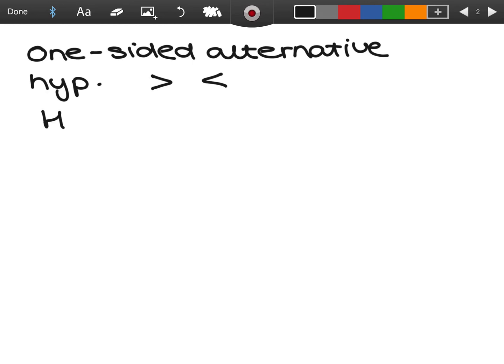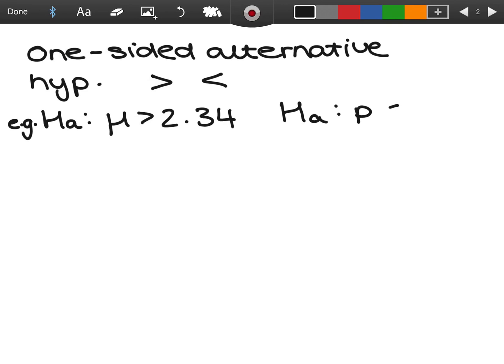So it would be something like H of A, I'll put e.g. here, that the alternative hypothesis is that the mean is, like we just saw, greater than 2.34. If you were dealing with proportions, you could have that the population proportion is less than, I don't know, 0.16. If that's what the problem was looking at, if it said that we think that the population proportion might be less than 16%, let's see if our null hypothesis is true or if this alternative is true. So whenever you have a greater than or less than, it's always a one-sided alternative.